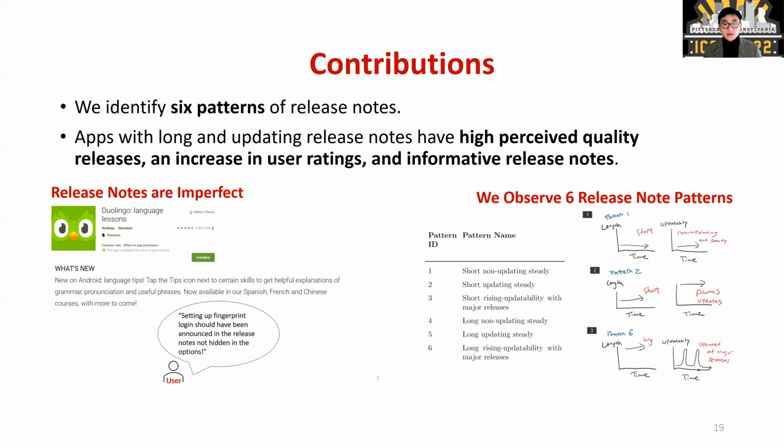Our main contributions are the 6 identified release note patterns, and the classification model that identified app characteristics correlated to these patterns. And in particular, we found that apps that write long, updating, and informative release notes often have higher perceived releases. And when apps shift from writing non-informative to very informative release notes, we see that apps have a higher rating evolvement as well.